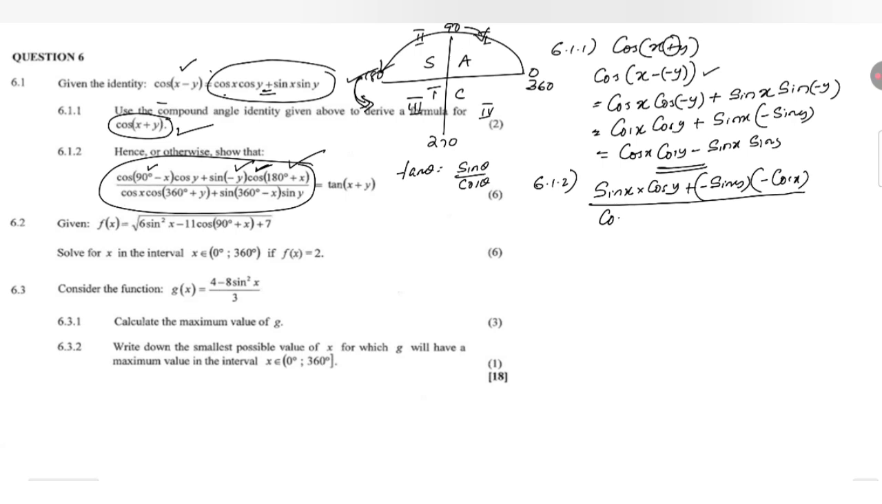cos x, just write it. Then cos(360 + y). 360 plus, you don't need to worry about, just write whatever is there in the question with that acute angle. 360 plus, we consider it as in the first quadrant. In the first quadrant all are positive. So cos y.